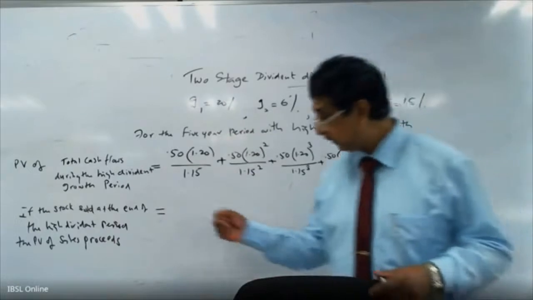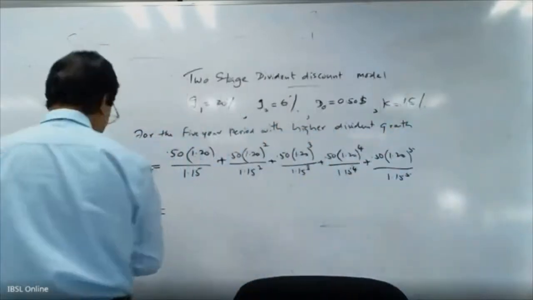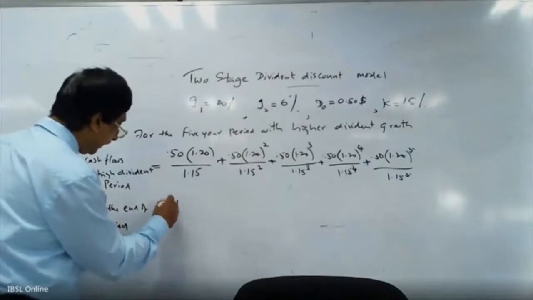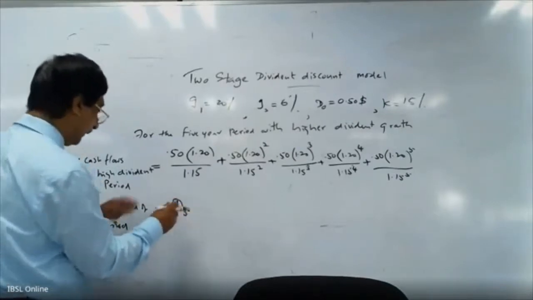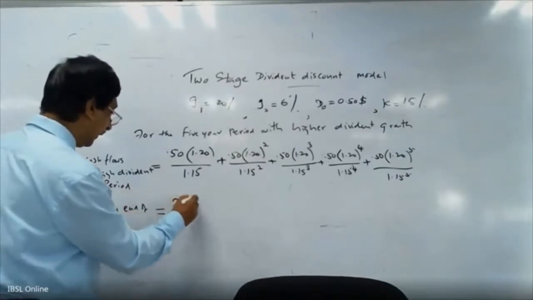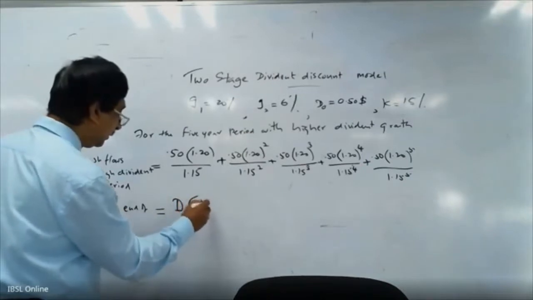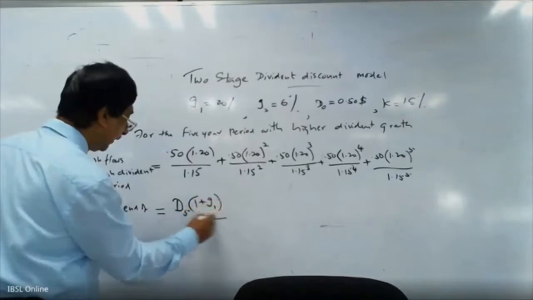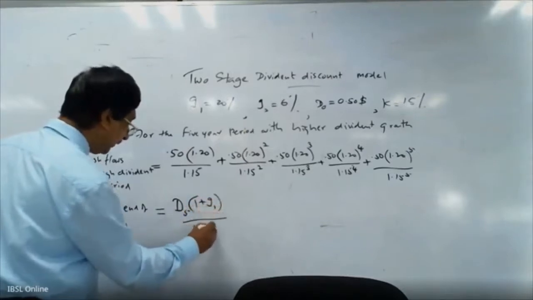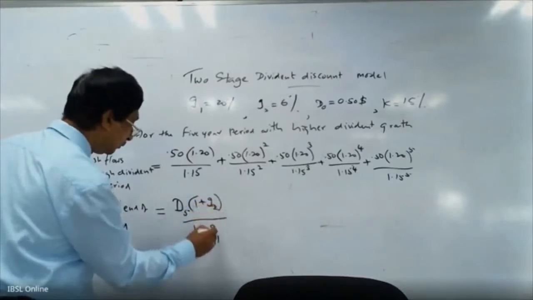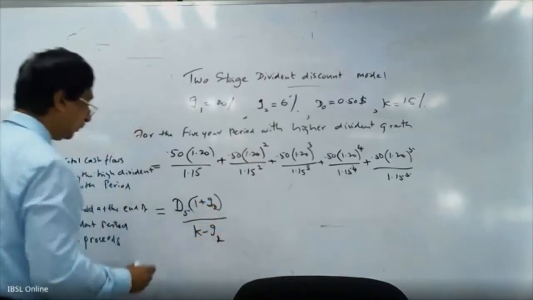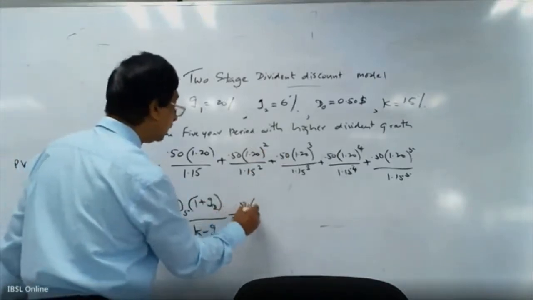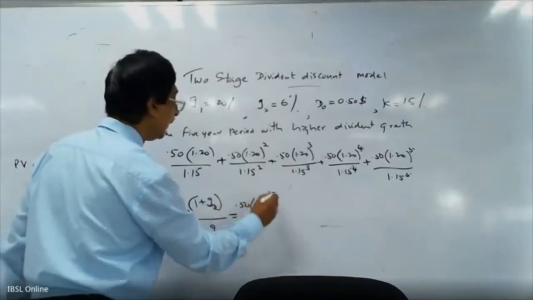Right? So then we will do that. Now, D5 is D0 at this point, into 1 plus G1 divided by K minus G1. Sorry, G2. Here G2. So D5 is 0.50 into 1.20 to the power 5.